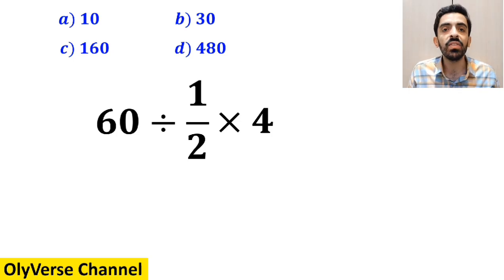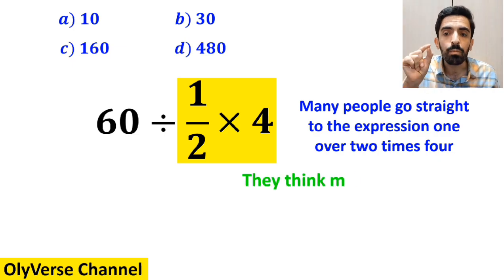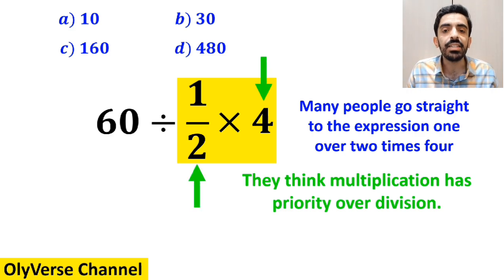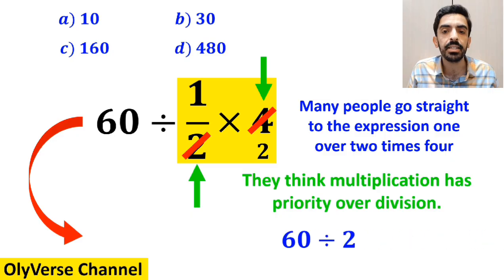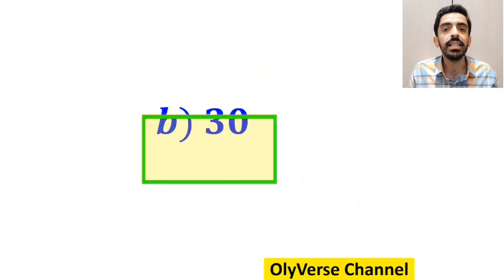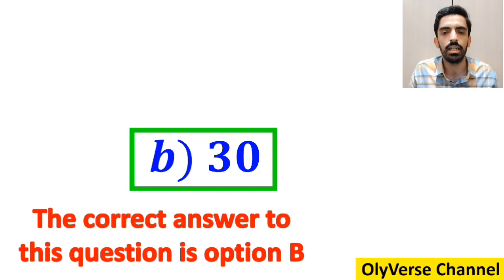At the beginning of solving this question, many people go straight to the expression 1/2 multiplied by 4, which I have highlighted in yellow, because they think multiplication has priority over division. And they say it's easy to simplify the 4 with the 2 in the denominator and write this expression as 60 divided by 2, which finally gives them the answer 30. Then, without any hesitation, they immediately say that the correct answer to this question is option B.